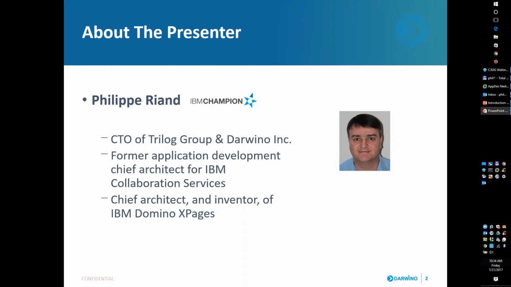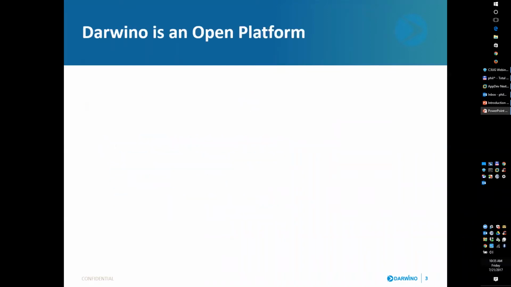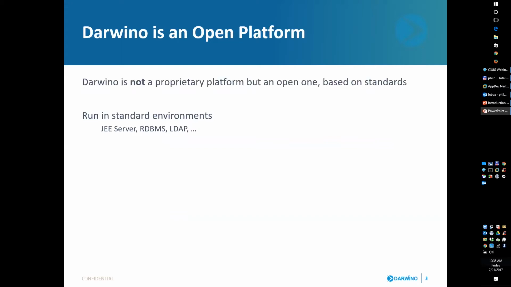So what I'm going to show you today is Darwino. The presentation will be mostly made of demos, and you'll see the different use cases that we can cover with Darwino. Before we start, let me tell you what is Darwino. It's an open platform, and it runs in standard environments. So there is nothing that is proprietary inside Darwino. All open, all standard. So we talk about Java servers, relational databases, LDAP, everything that you have.